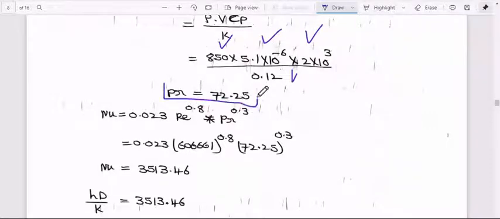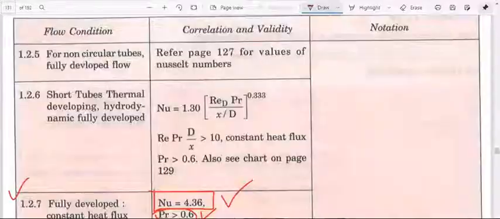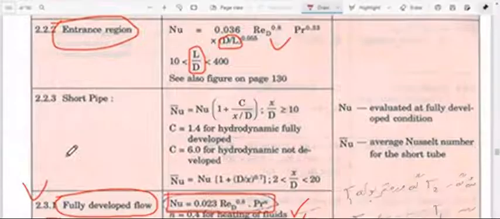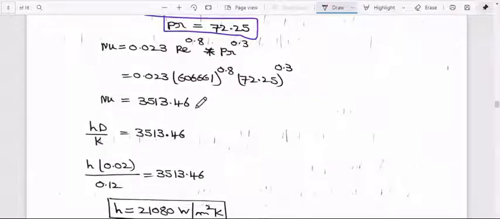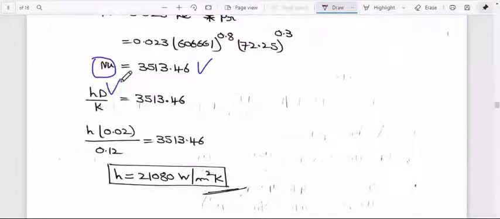After getting the Prandtl number, we need to substitute the Prandtl number and Reynolds number in the Dittus-Boelter equation. This is the Nu value. What is the Nu formula? Nu equal to hD by k. The diameter is a known term and thermal conductivity is a known term. After substituting D and k values, the h value is 210.80 watt per meter square Kelvin.